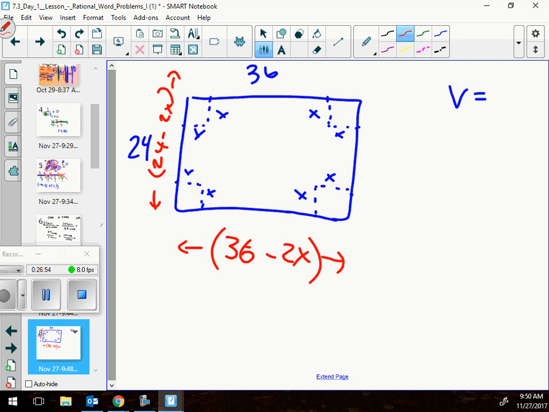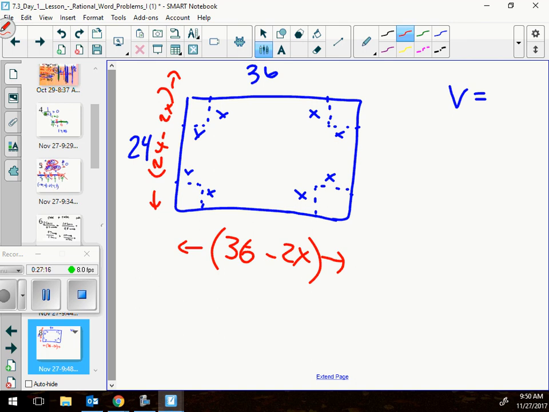And the third dimension, you have to be able to visualize this. After I fold it and cut out those corners, the third dimension is the height. And it's what? Just x. Good. Next, I have drawn and labeled a picture. The next thing is I bring in the full-sized formula, the original formula that involves volume.